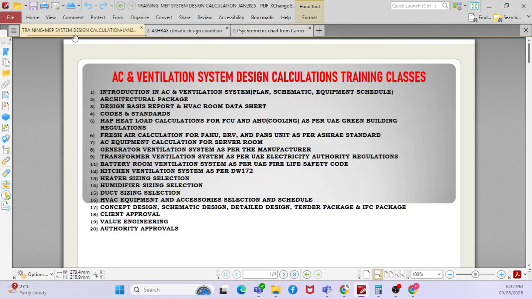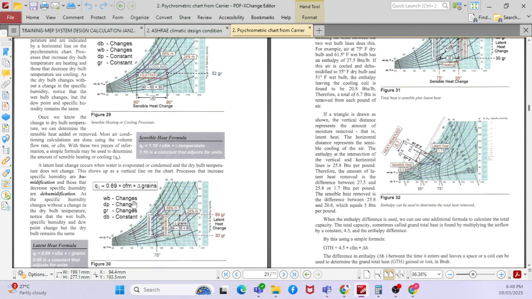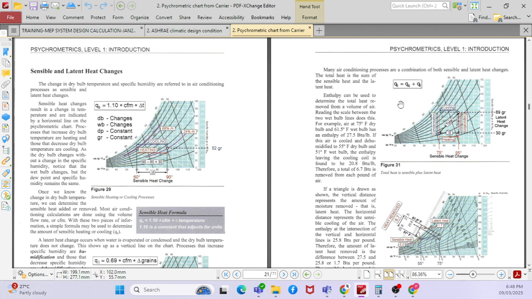If you go further down, you can do the heater calculation. What is a heater? Like a room heater, is it sensible or latent? It's sensible, because it's heating. And is a humidifier sensible or latent? A humidifier is latent, because it's moisture, right? It's producing steam. That type of understanding you will get from the psychrometric chart. So how to calculate sensible load, latent load, and the total load, right?